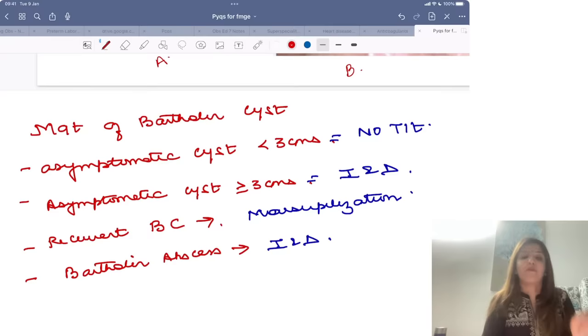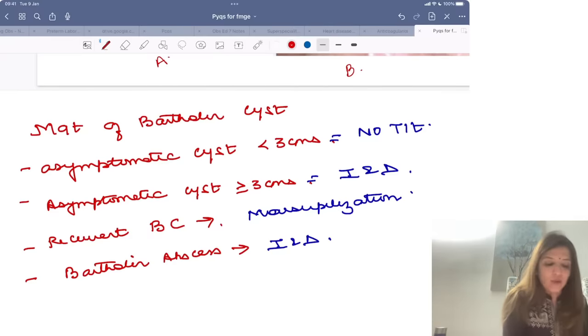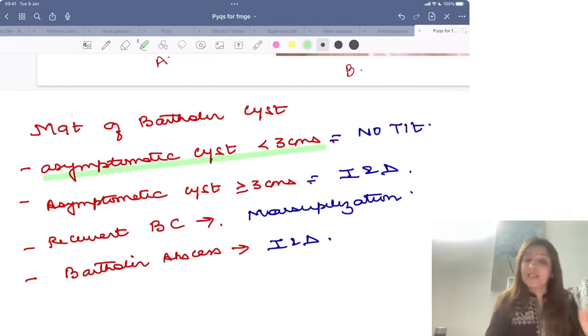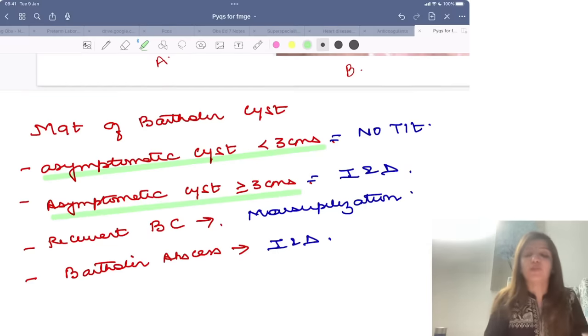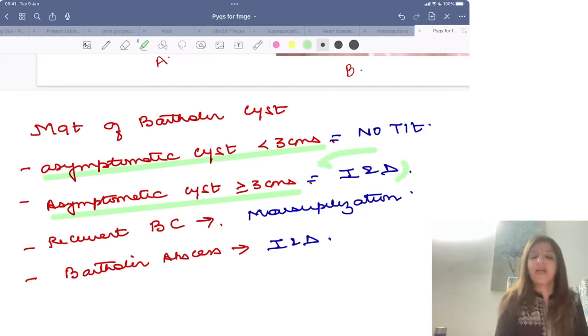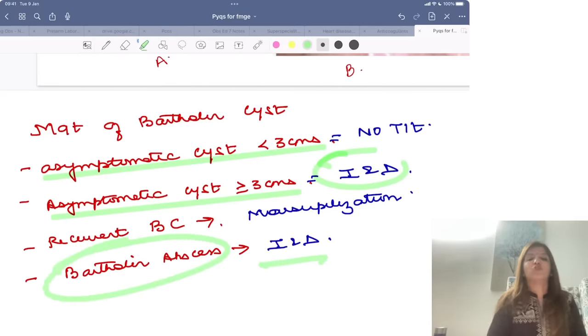If you are a Maro subscriber you already know this. Asymptomatic Bartholin cyst which is less than 3 centimeters, it doesn't need any treatment. Asymptomatic cysts which are more than 3 centimeters, पहले हम कहते थे कि Bartholin cyst का management is marsupialization. अब नहीं है marsupialization. Bartholin cyst अगर वो asymptomatic है, उसका management है incision and drainage. Bartholin abscess का भी management है incision and drainage.